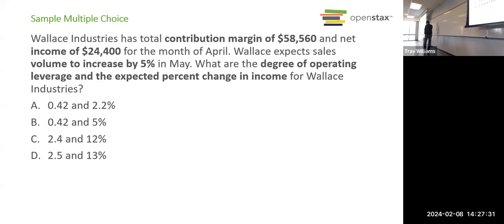Okay, did you try that? To see what you get? Wait, you got 2.4? Okay, so you divided contribution margin by net income and you got 2.4. Yeah. So that might be the right answer right there. Right, that is our operating leverage. And then if we multiply 2.4 by the 5% change in sales, what does that give us? 12? Okay, so C is the right answer. Good job.